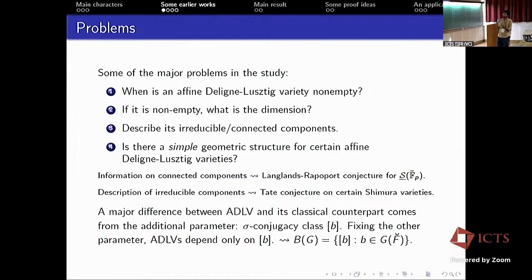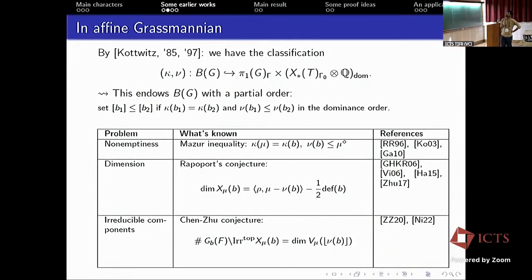And then if it is non-empty, you want to understand the dimension of this variety. You want to describe its irreducible or connected components. And going beyond that, you want to understand if there's a simple criterion through which we can understand this. And these kinds of questions and their resolution have had impact, as you can see, some conjectures there. And well, let's try to answer this question to understand a bit about what we know in the affine Grassmannian case. As I said, this is somehow the more tractable situation.